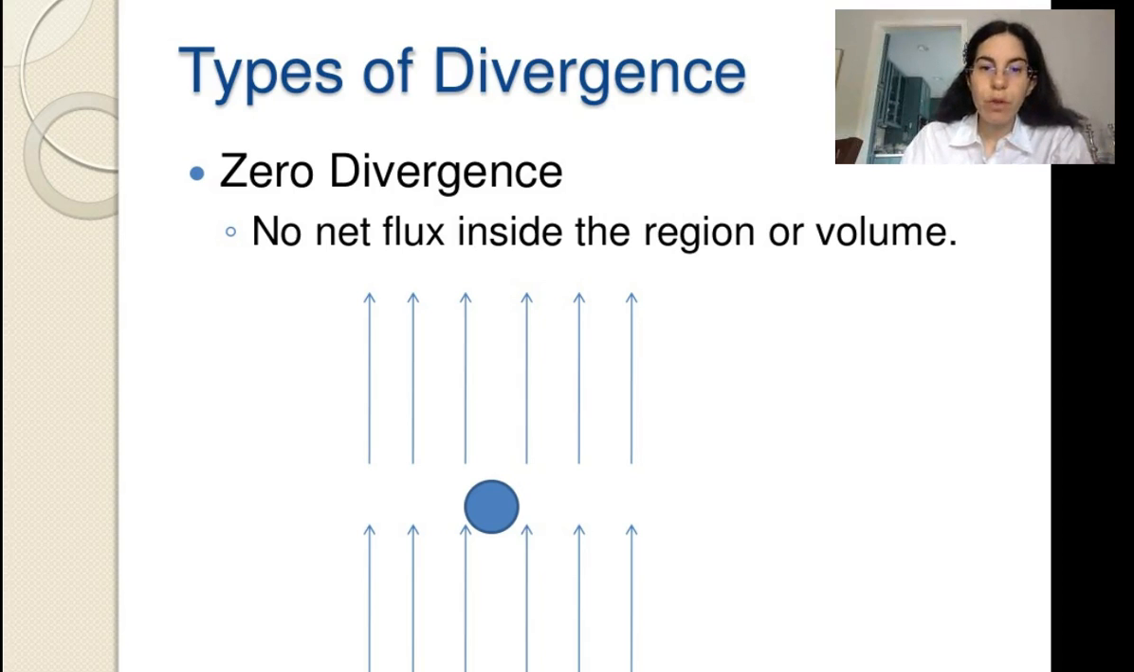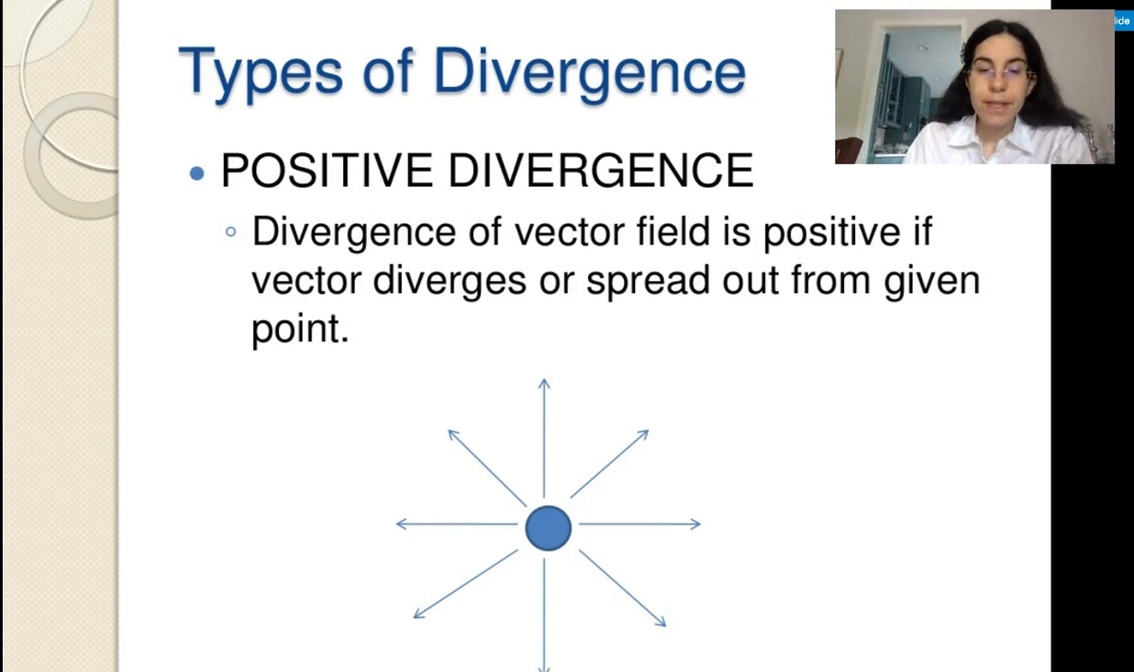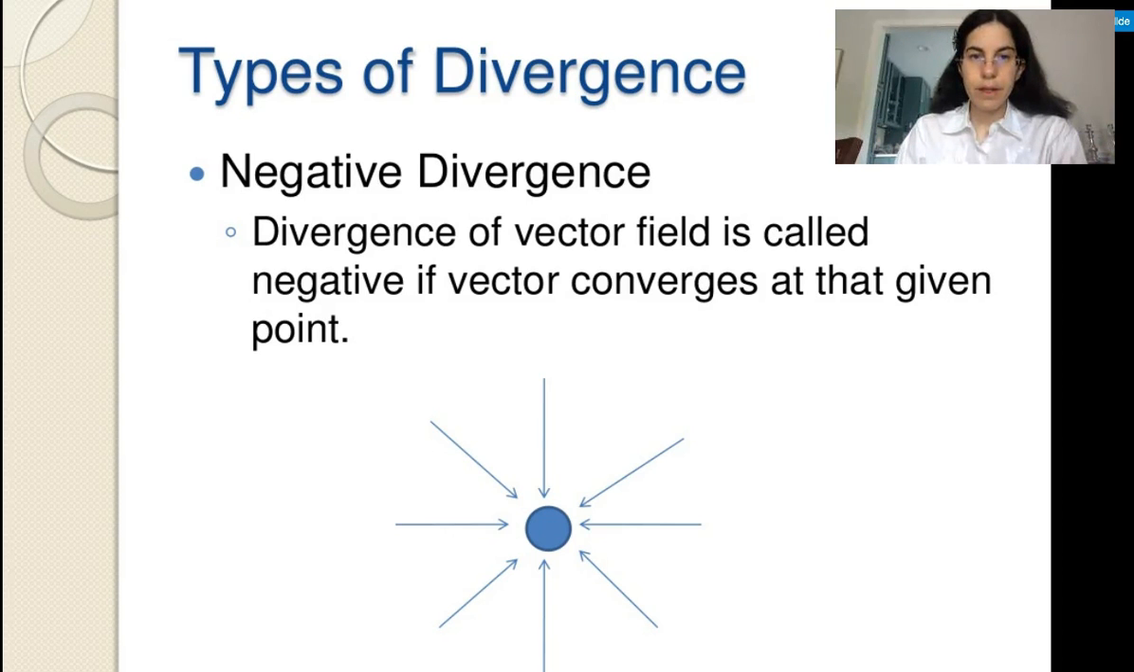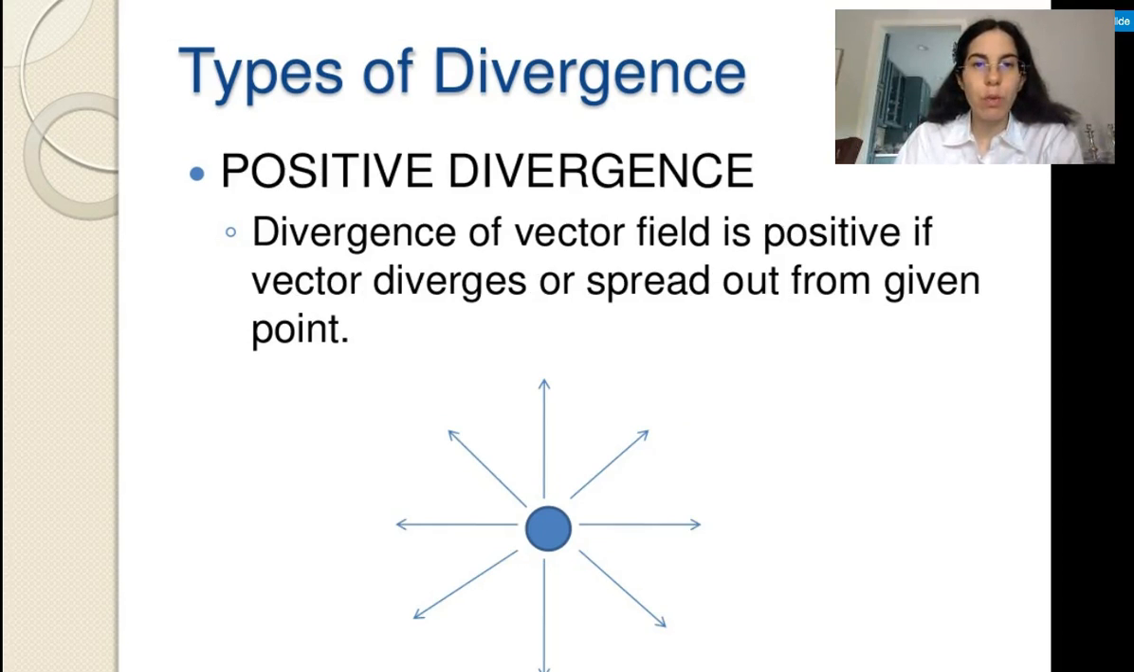This is a system with zero divergence. Flow in equals flow out. This is a system with positive divergence. Everything is flowing out. This is a system with negative divergence. Everything is flowing in. When you're studying field lines, you can look at the map, as we called it, and you can see divergence and work it out graphically.